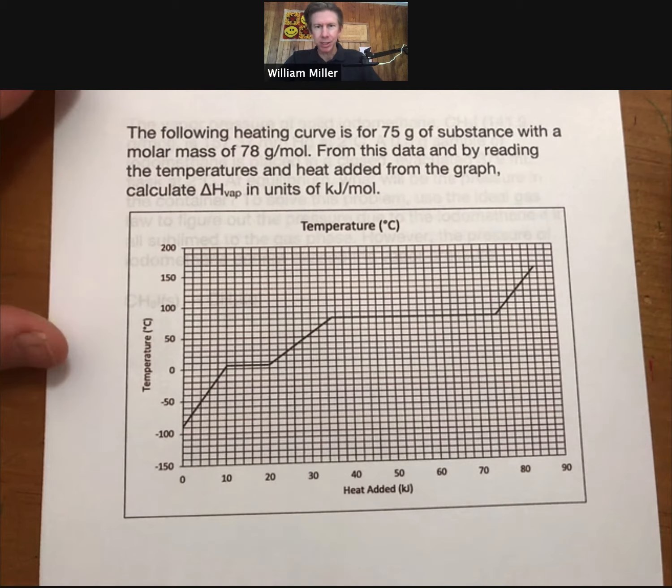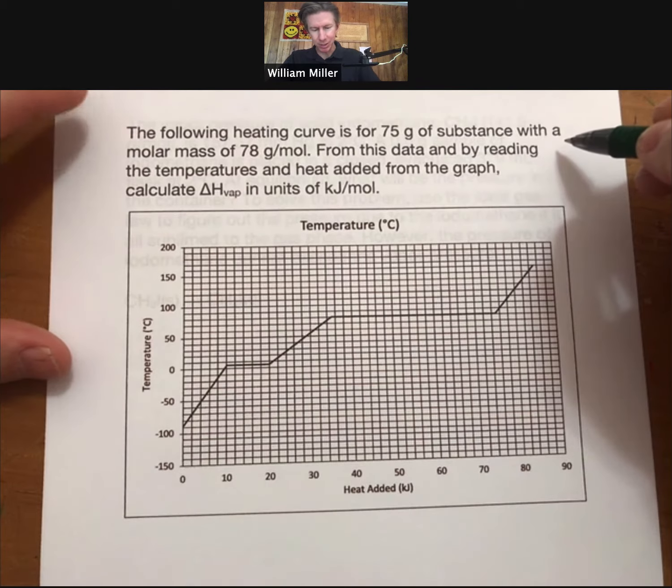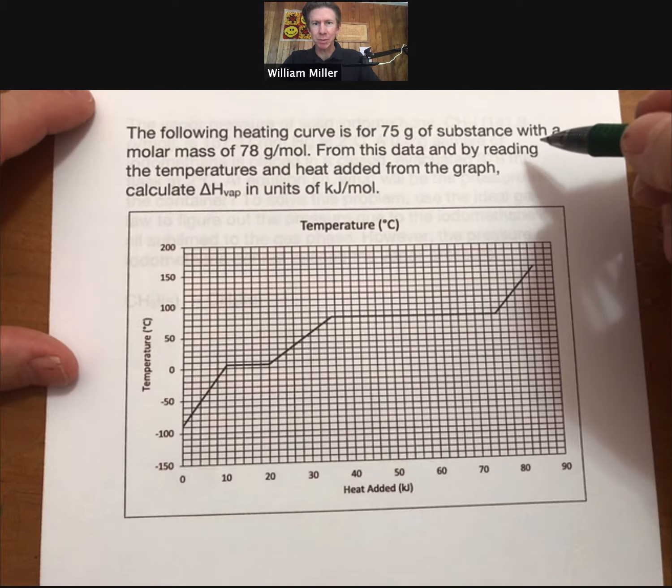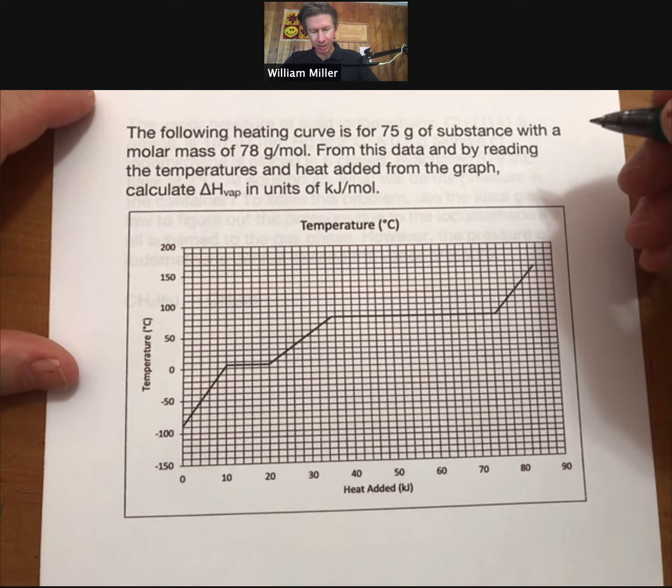All right, the following heating curve is for 75 grams of substance with a molar mass of 78 grams per mole. From this data, and by reading the temperatures and heat added from the graph, calculate delta H vaporization in units of kilojoules per mole.